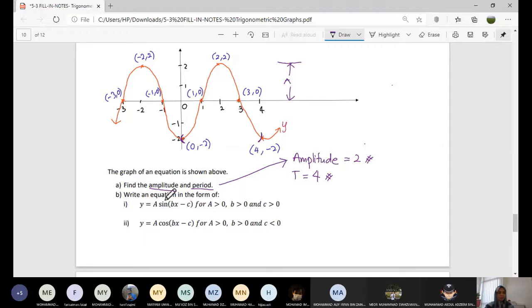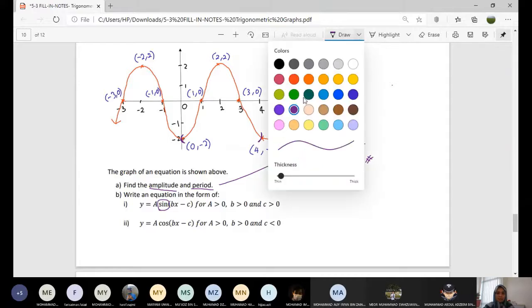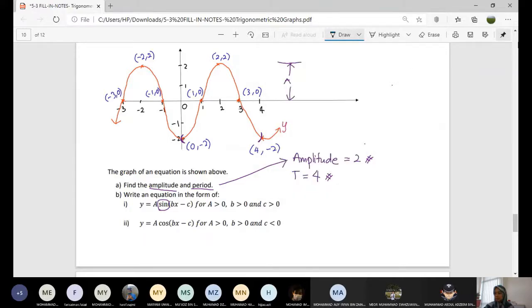Okay, the next is, we want to write the equation in the form of A sine. When you are given sine, means that we need to detect the shape of sine graph. Please detect the shape of sine graph from the given equation. And this is the phase shift. Phase shift must be positive. And this is the shape of sine graph. We know that the sine graph looks like this, the shape. And then your A is positive, B also positive.